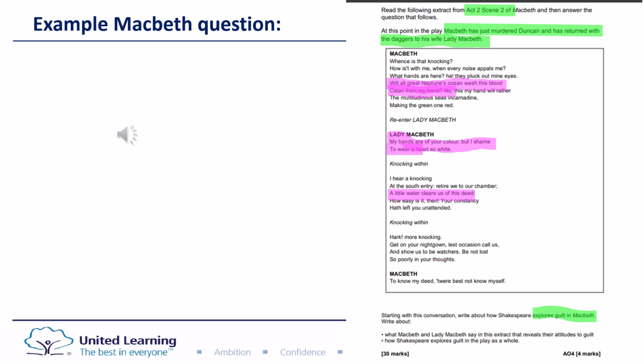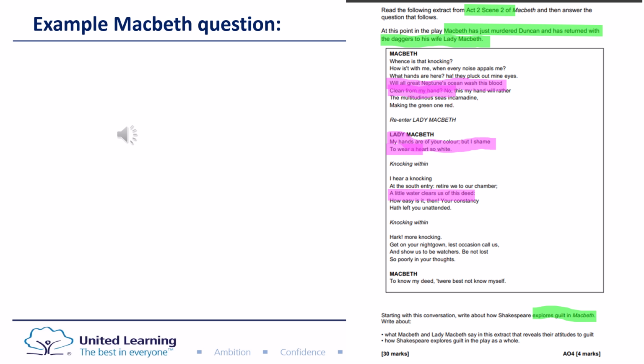So for example, some quotations that you could pick out on the theme of guilt from this extract is in the first section where Macbeth says, "Will all great Neptune's oceans wash this blood clean from my hand? No." In this quotation, he is suggesting that had he got all of the water in the ocean, he wouldn't be able to wash away the blood from his hands.